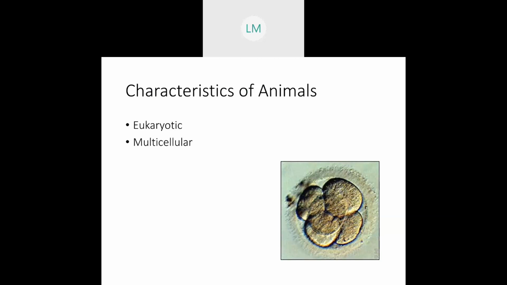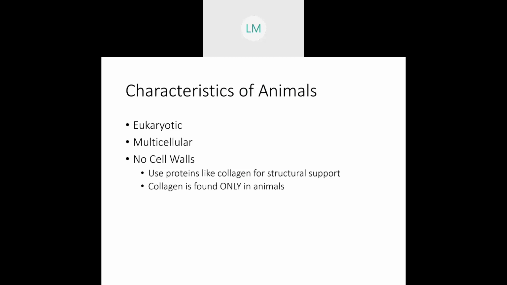So this picture down here is just showing a developing embryo. You can see that there are multiple cells there. So all animals are multicellular. Animals also don't have cell walls. So we saw cell walls in our plant group and some of our other groups. But even though animals don't have cell walls, they still have some sort of structural support. So it's a variety of proteins that animals use for structural support. The main one that you see in animals is collagen. Collagen is only found in animals. It's not found in any other kingdoms. So that's one of the ways that animals keep that structural support without those cell walls.